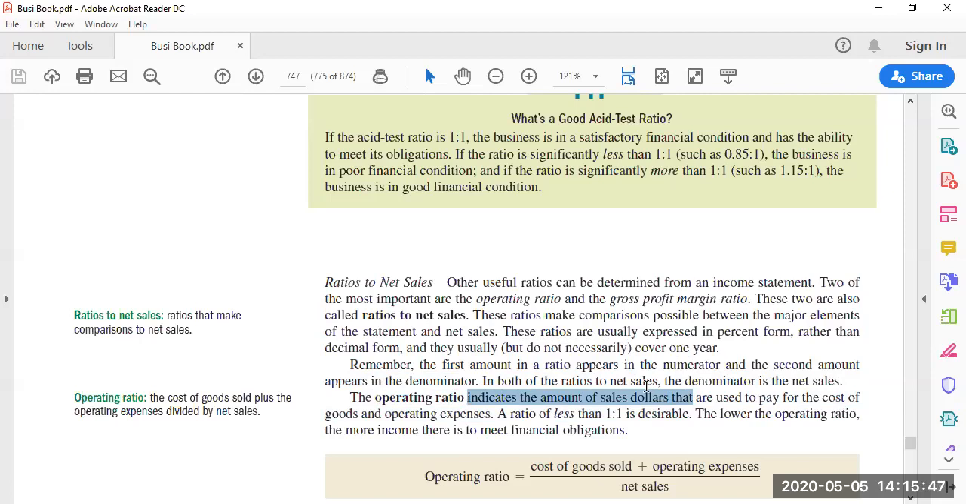A business does not want to cover its current production costs by its profits from previous years. That's not a healthy way to cover your production costs. So you want to be sure that your sales are more than enough to cover your current cost of producing goods for sale. Okay? So that's what this operating ratio is going to show us.